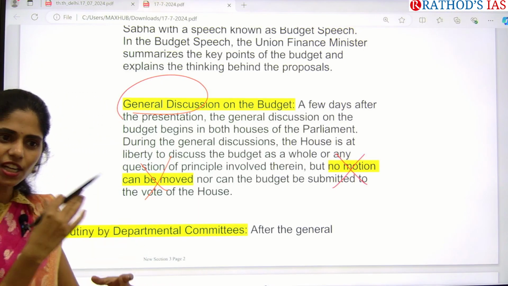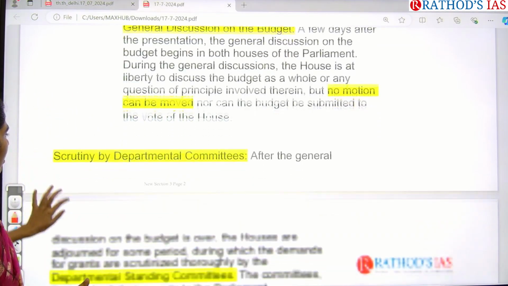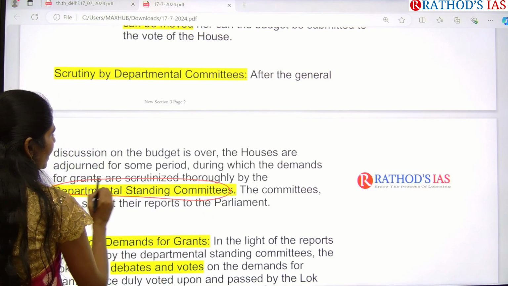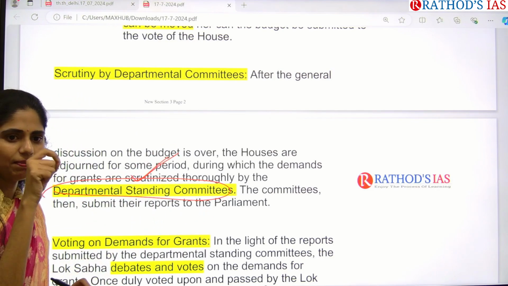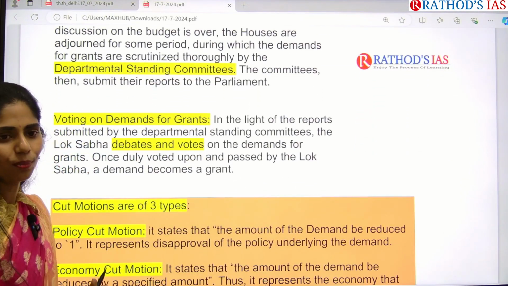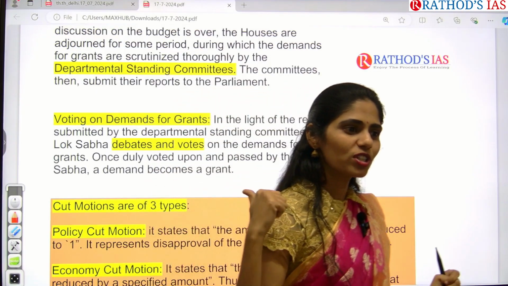There will be just discussion going on. Whenever these discussions are going on, that will be sent to the departmental committees. Departmental standing committees will be scrutinizing each and every part. After this, what happened? They will be placing the appropriation bills. Whenever they are placing these appropriation bills, the motions will start.